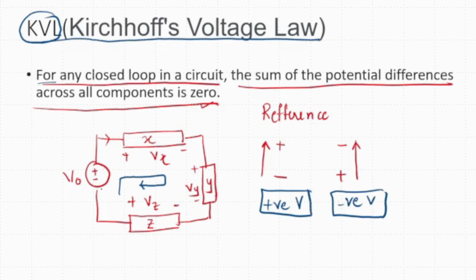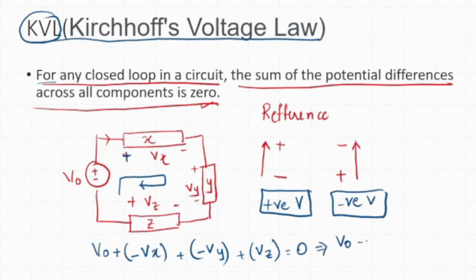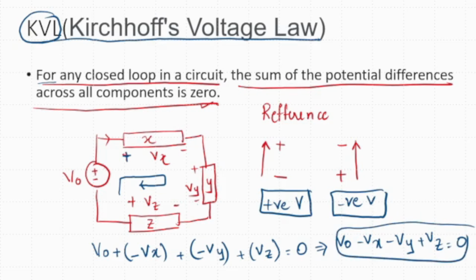Current flows from negative to positive, so plus V0; here from positive to negative, so minus Vx; again from positive to negative, so minus Vy; here from negative to positive, so plus Vz, which is equal to zero. Which can be written as V0 minus Vx minus Vy plus Vz is equal to 0. I hope this is clear for you.